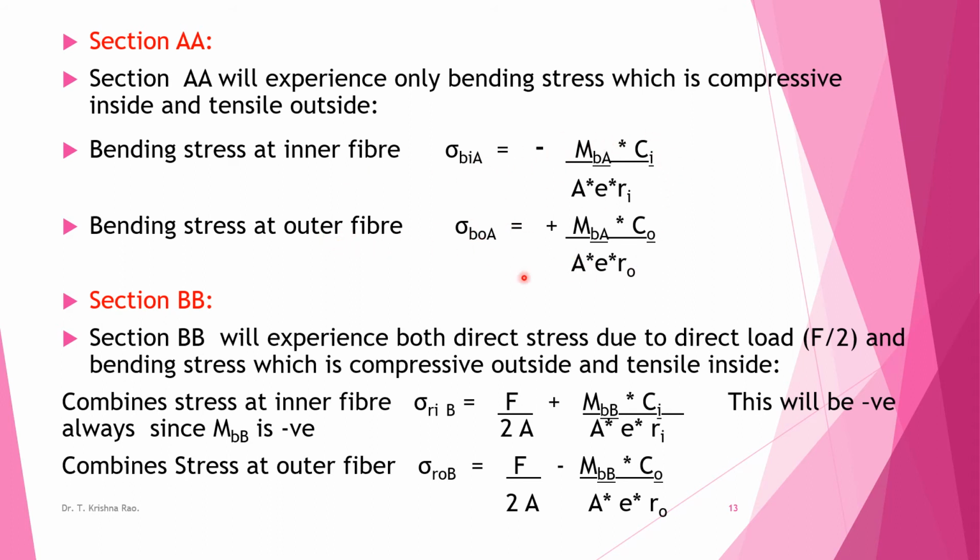For section AA, only bending stress is there, and the bending moment is MB at A, not B. Section AA, what is the bending moment and what are the stresses? Only bending stresses. Whereas for section B, 90 degrees away from the load line, there is direct stress F by 2A plus the bending stress, and the bending moment now will be MB at B, not MB at A. For section BB, we have to find the bending moment, and the direct stress is F by 2A. And here MBB will be negative, please remember. So this becomes a negative value, this becomes a positive value. So you should be careful when doing the problem that sigma inner B will be negative, sigma outer B will be positive here.